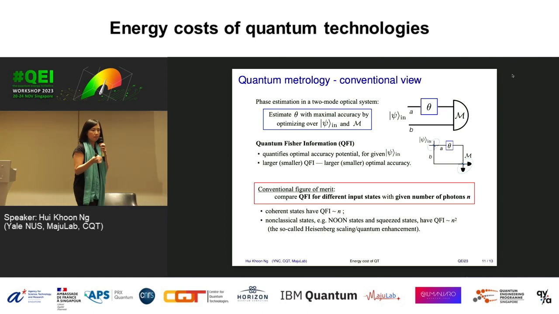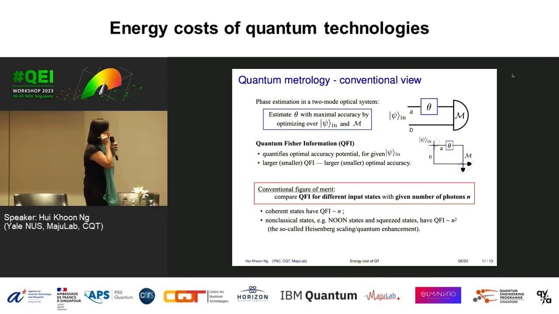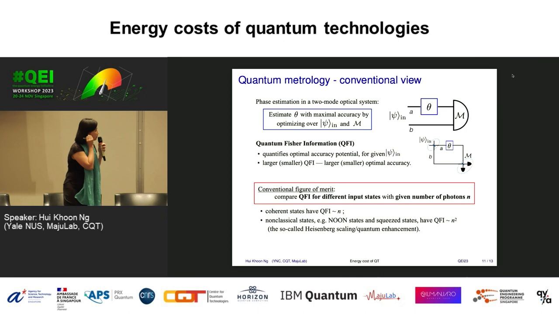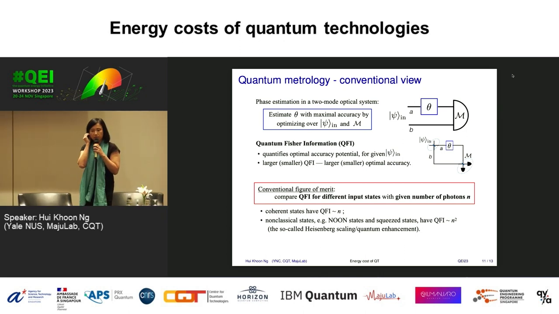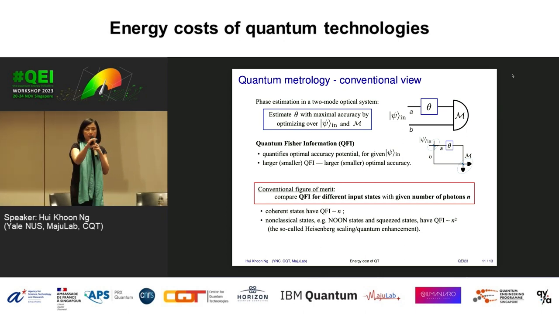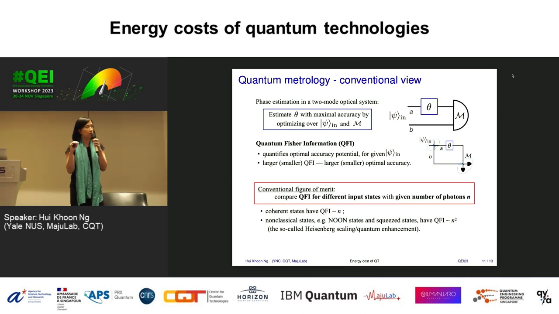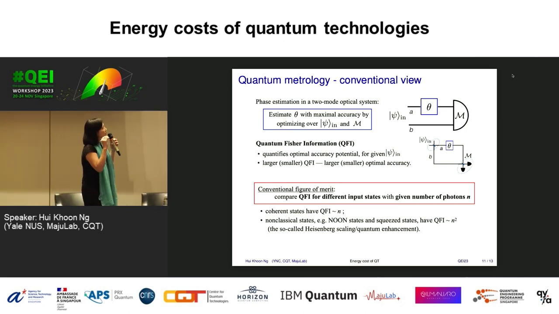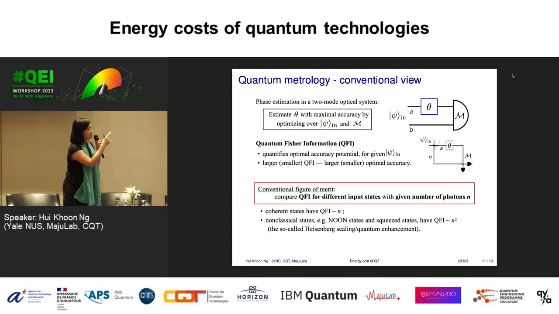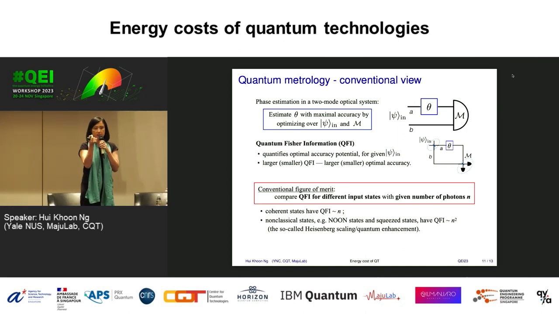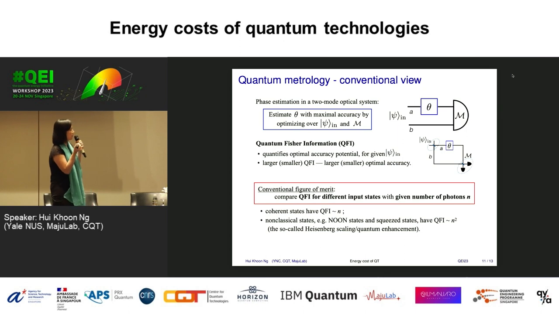And the usual way people who write papers about this talk about the quantum Fisher information is that they compare it for all the different input states that they are inventing for these purposes. But what they hold fixed is the number of photons, the average number of photons inside the optical state that you're preparing.